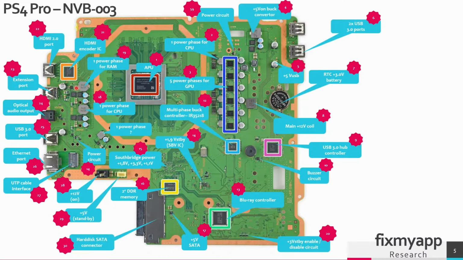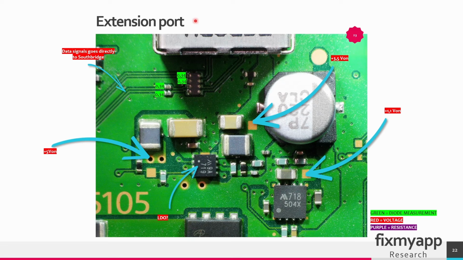In region 23, the extension port is located. This is the extension port, and these are the components located near the extension port. This port here is designed for additional functionality, so it's typically used for connecting different peripherals to the console to enhance the gaming experience. And these are the components located near this extension port. The data lines of this extension port will go directly to the Southbridge.